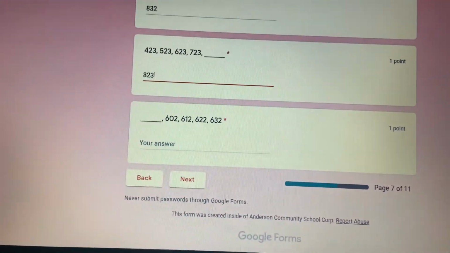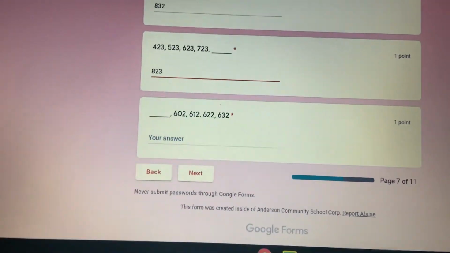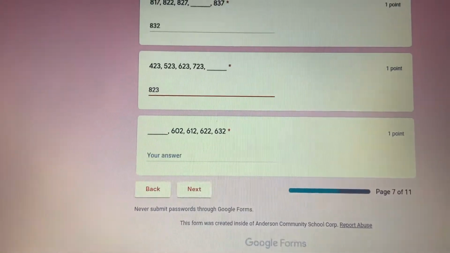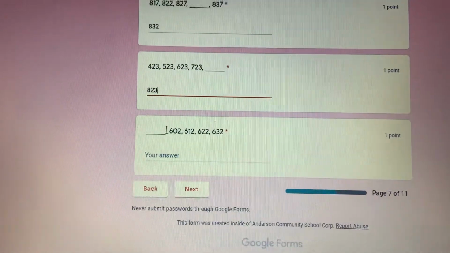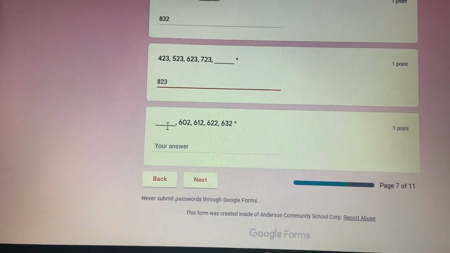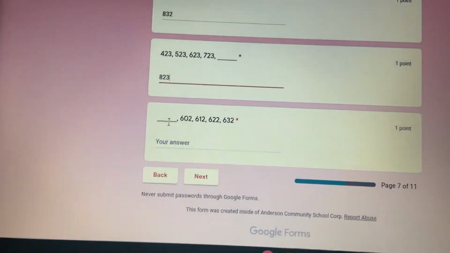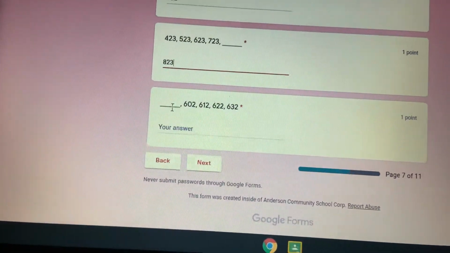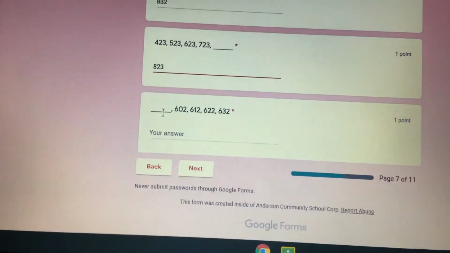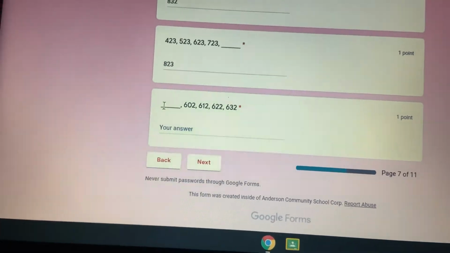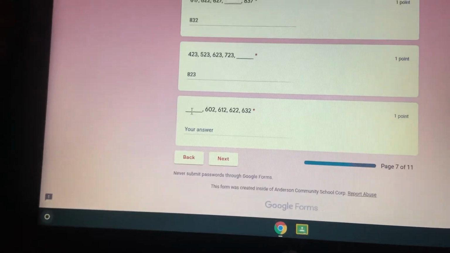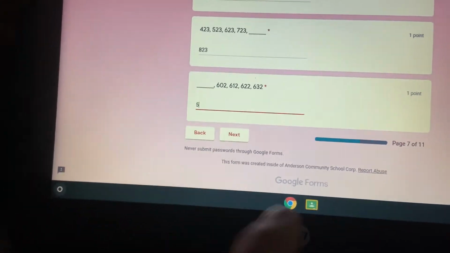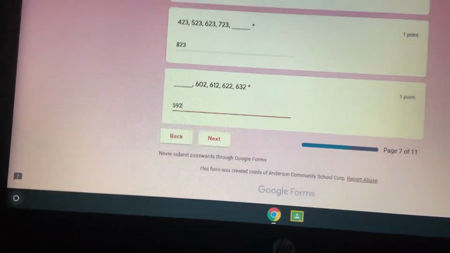I think I could count backwards from 602 10 times. Or I could go back from 0, and I know that's 9, and if I go back 10, I'm going to get in the 500s. So I would have a 5 and a 9, and the ones place stays the same each time, so it would be 592.